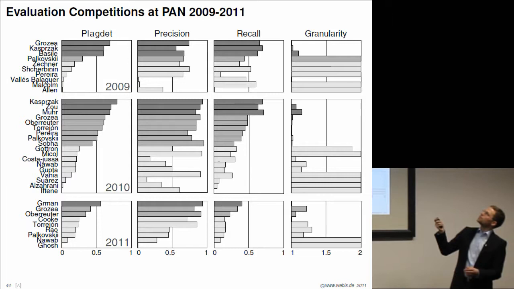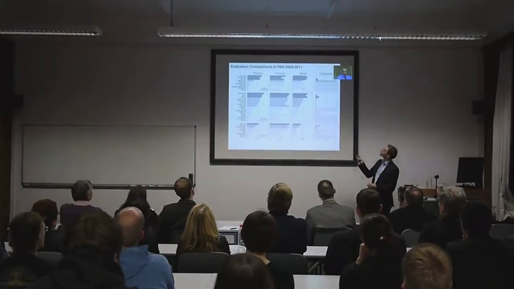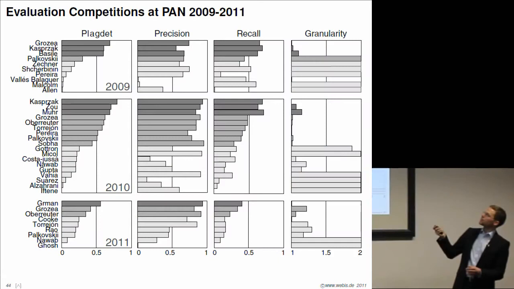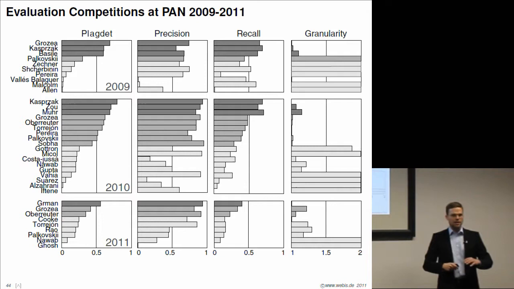In the first year, nobody cared about it, apparently. Only the top three participants, who then ended up with very good scores. But in the second and third year, people spent a lot more time getting the granularity down to a value close to one. This concludes this part of the talk.